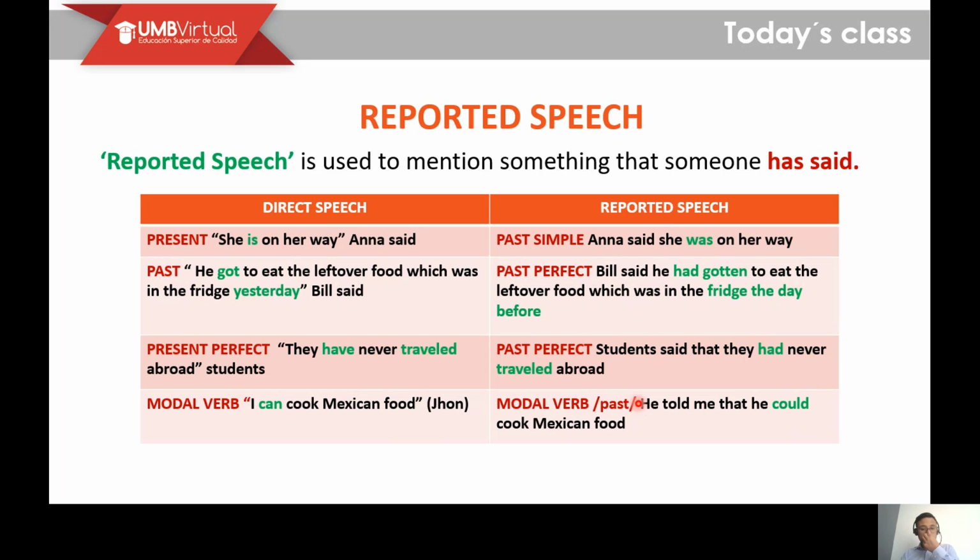Si me lo dicen en pasado perfecto, pues lo dejo en pasado perfecto porque más hacia atrás no hay otra figura en el pasado. Así que nos mantenemos con ese mismo.